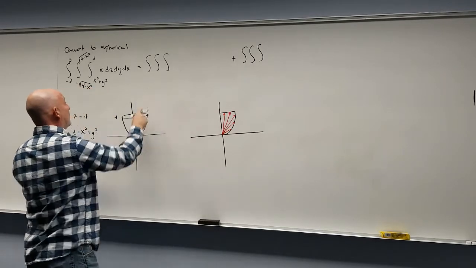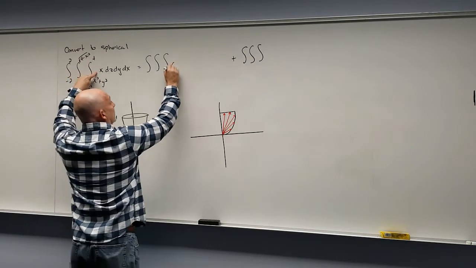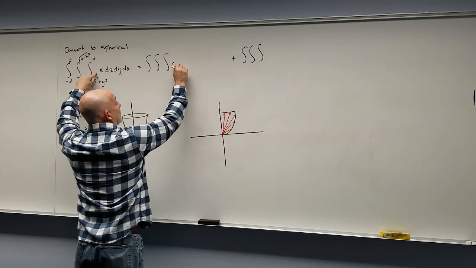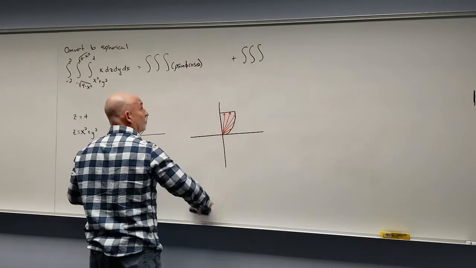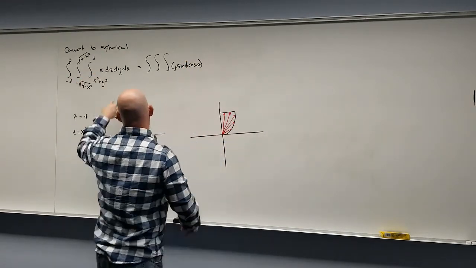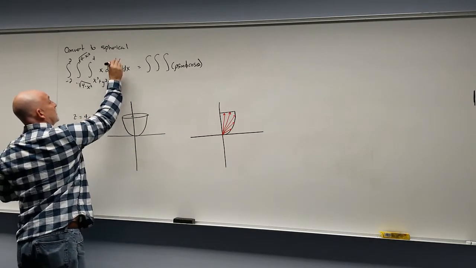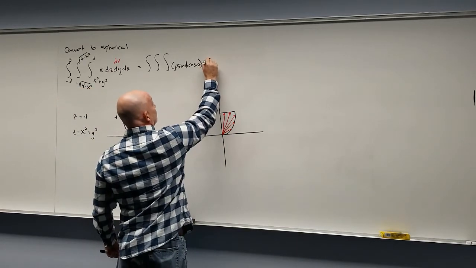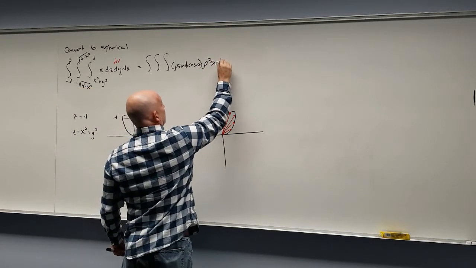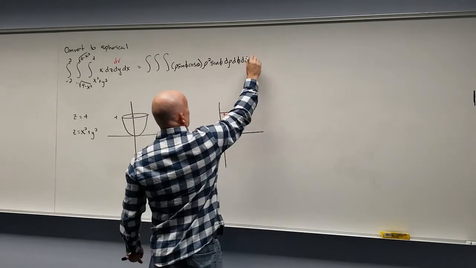So let's go ahead and get the argument taken care of. Let's convert our x. We know x is rho sine phi cosine theta. Then we know this was our little piece of volume, this is our dv right here. What is dv in spherical? It is rho squared sine phi d rho d phi d theta.